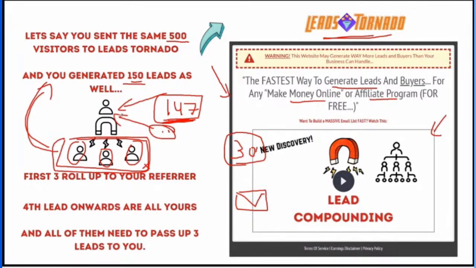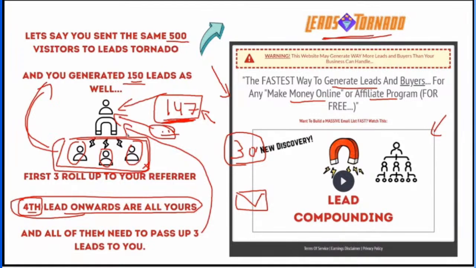And once these 3 leads roll up to you from each one of these 147, those leads are yours. Now you can basically contact them, sell them stuff, follow up by email, promote different affiliate programs, MLM programs, whatever you basically want to promote. So every lead after the 4th lead that you generate, these are all your leads in the system. And basically every single one of these leads that you've generated after your 4th lead, when they use Leadstornado, they all need to pass to you their first 3 leads. And once these 3 leads pass to you, any one of these leads that generates their first 3 leads also passes to you.